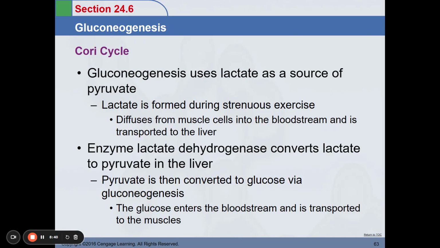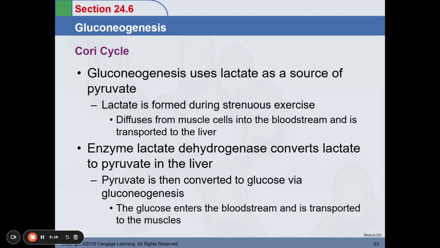Lactate is formed during strenuous exercise, and as I told you in part one of our carbohydrate discussion, lactate, or lactic acid accumulation in the muscles, is the main reason why we have cramps. So lactate is formed during strenuous exercise. It diffuses from muscle cells into the bloodstream and is transported to the liver. Too much lactate is poisonous to our blood, and lactate is regulated, of course. So the enzyme lactate dehydrogenase converts lactate to pyruvate.